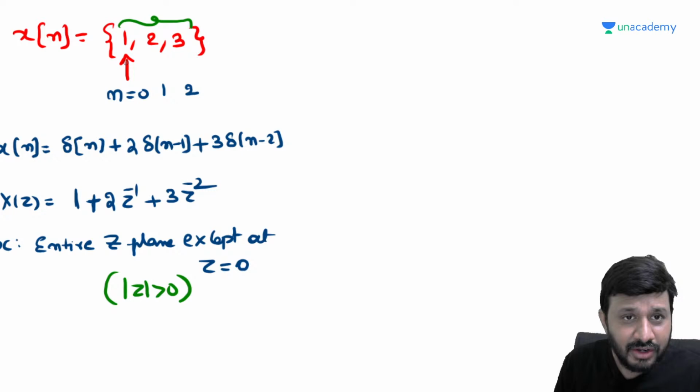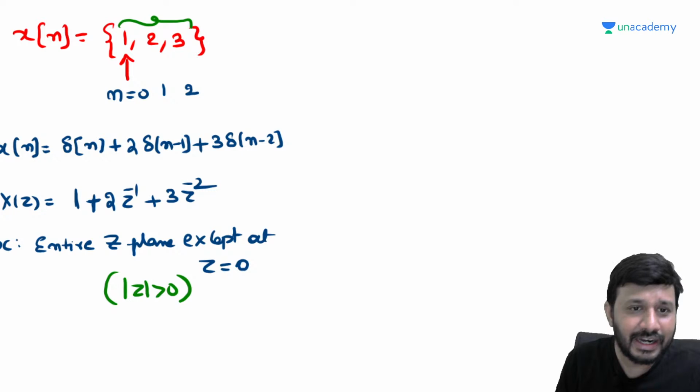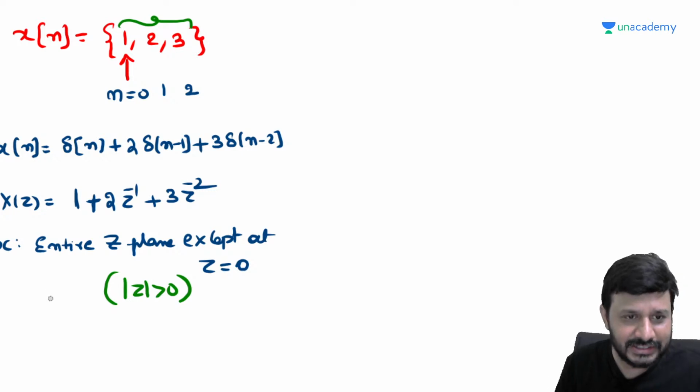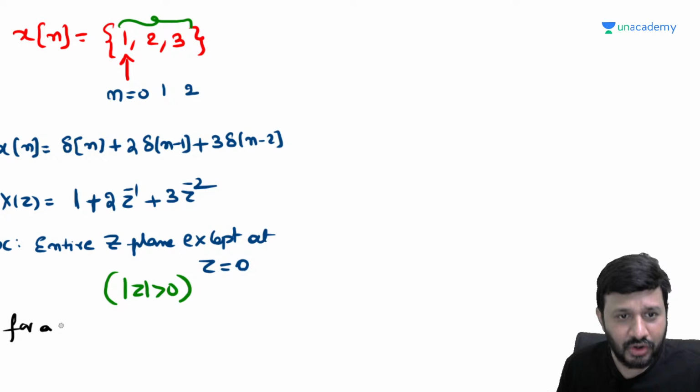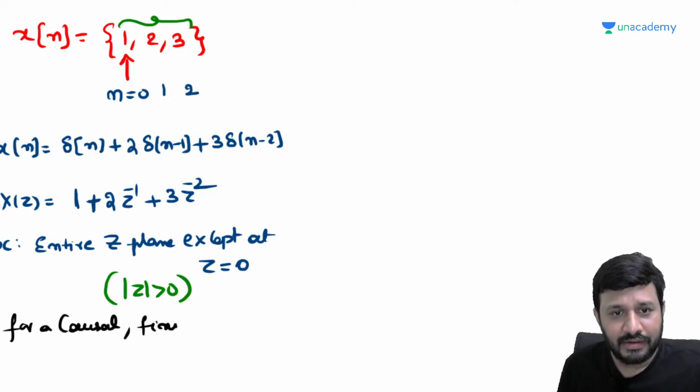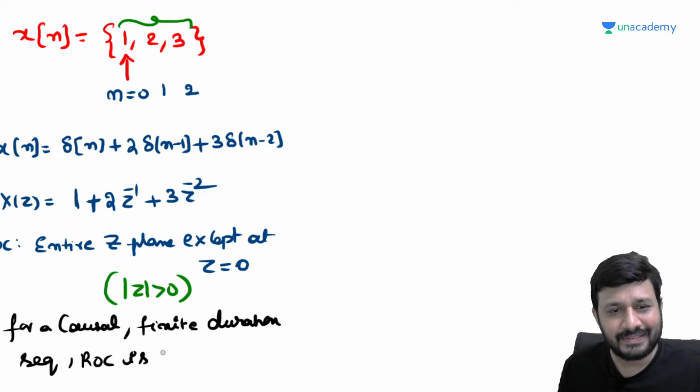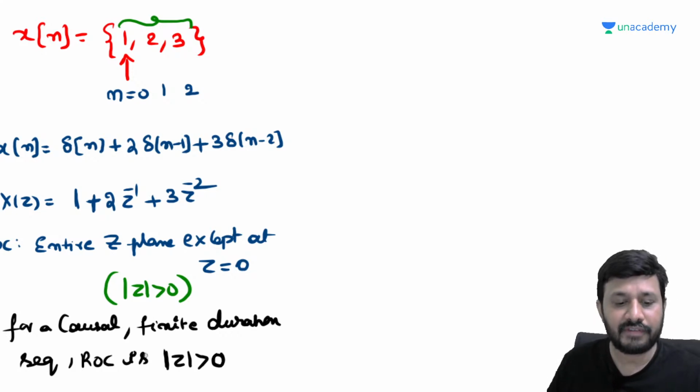And if you observe, what kind of sequence is this one? The sequence is 0 for n less than 0, no? Or we can write like this also. See, this is a causal finite duration signal. For a causal finite duration sequence, ROC is entire Z plane except at Z is equal to 0. Causal finite duration signal.